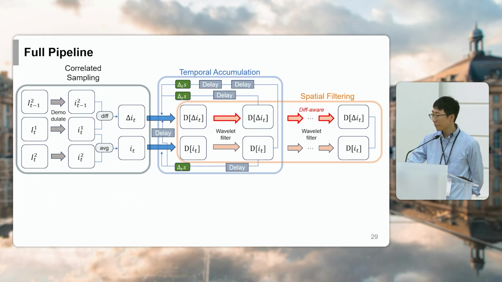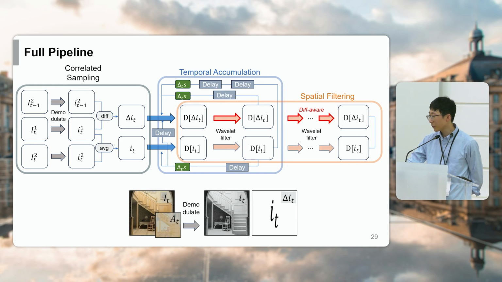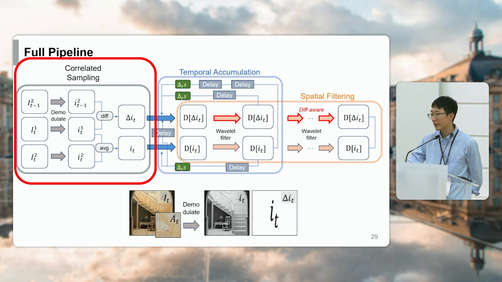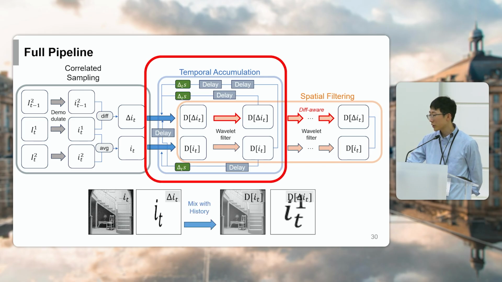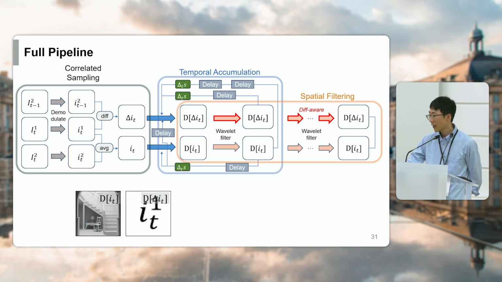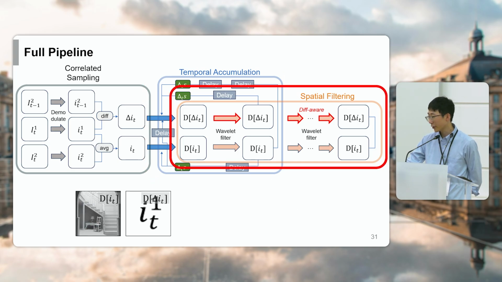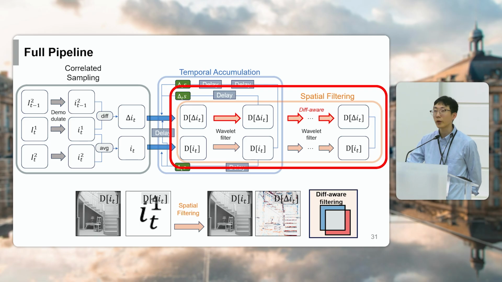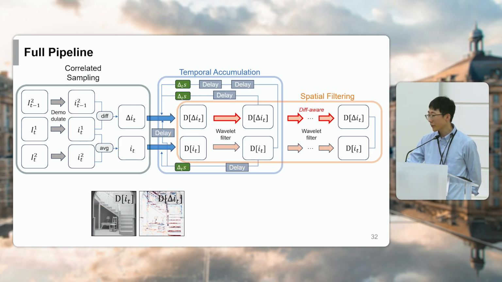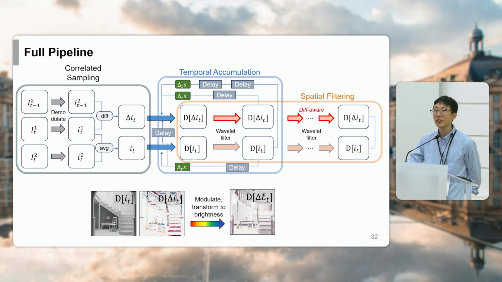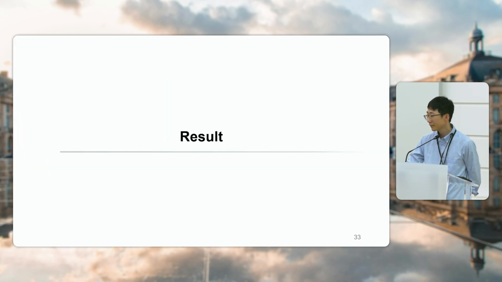So here is the full pipeline. We first generate a demodulated difference image with correlated sampling. Then we perform temporal accumulation mixed with history difference values. We also perform spatial filtering using the proposed difference-aware filtering. Finally, we reconstruct brightness change and generate events accordingly. Now I'll show some results.